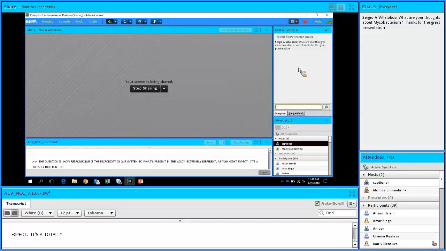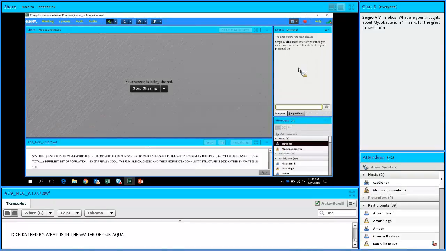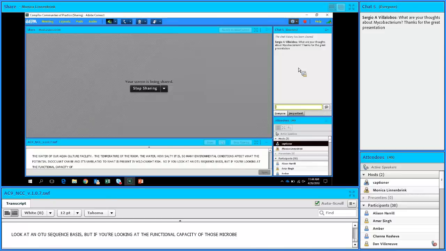So it's really cool. The fish are colonized, and their microbiotic community structure is dictated by what is in the water of our aquaculture facility, and that depends on the temperature that you're keeping the room at, the water, how salty it is. So many environmental conditions affect what the potential inoculant could be, and it is unrelated to what is present in wild-caught fish. Yeah, so if you look at an OTU sequence basis, but if you're looking at the functional capacity of those microbes, nobody's really done that type of comparison.